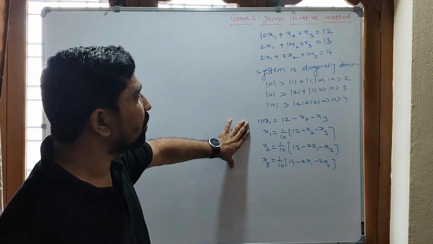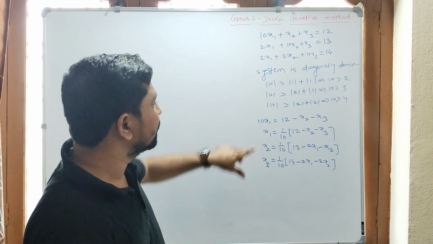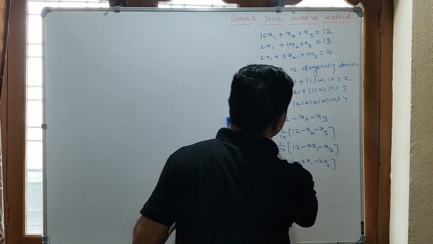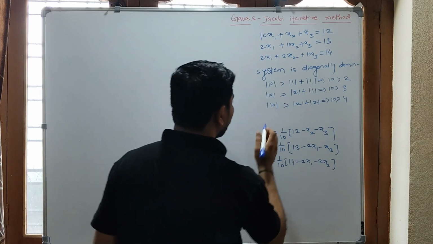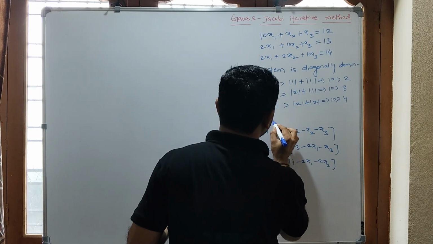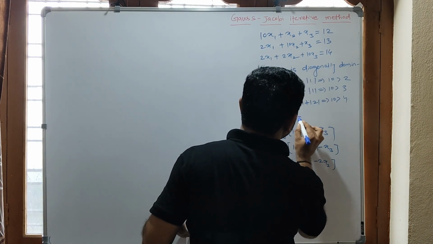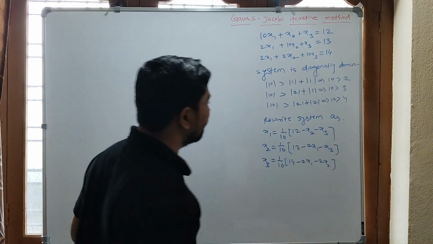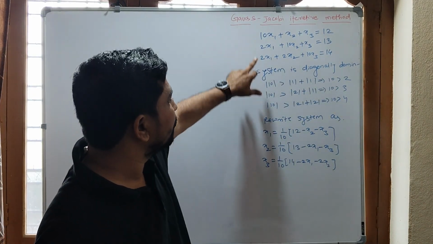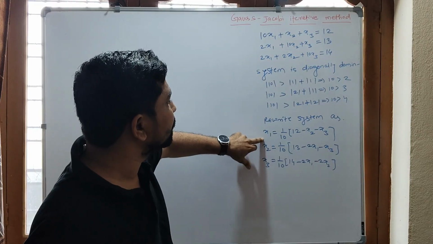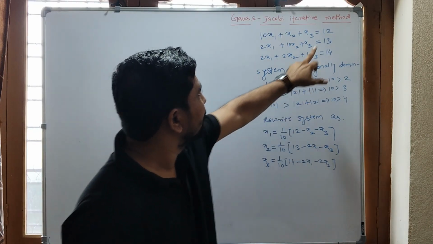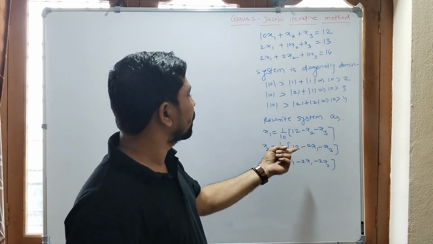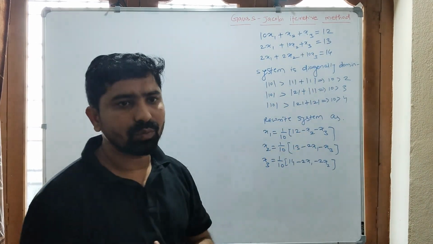Here, this is the rewritten form of my system of equations. I write this just for your sake of understanding, to show how I am writing in terms of x1, x2 and x3. Rewrite the system as: x1 is equal to 1 by 10 times (12 minus ...), taking this part as the right-hand side. So in terms of equation 2, this is in terms of equation 3.